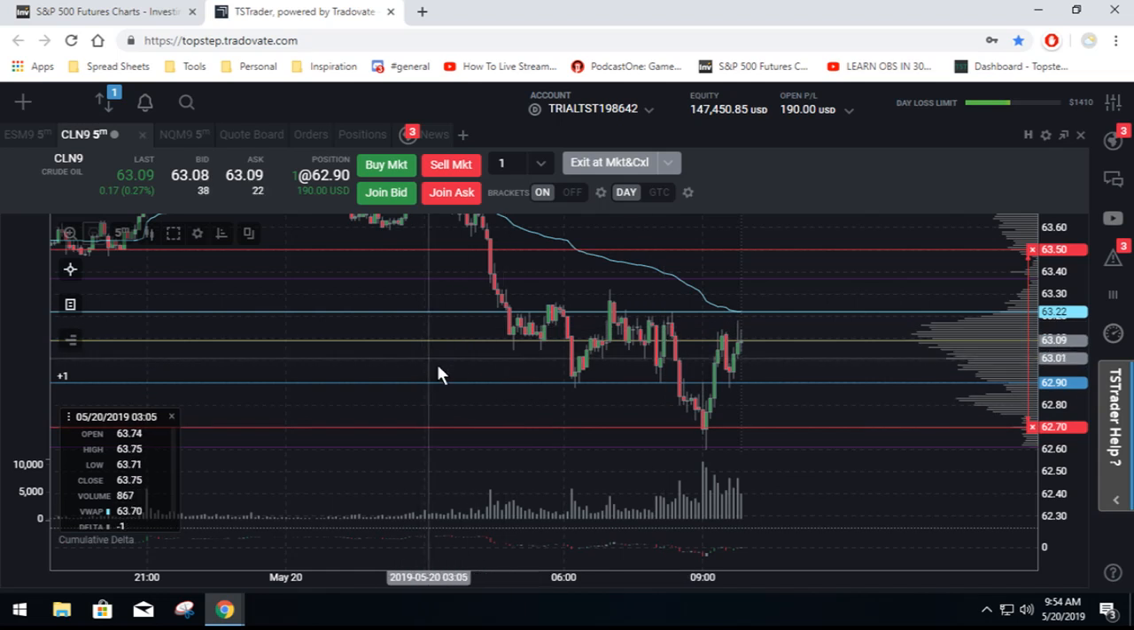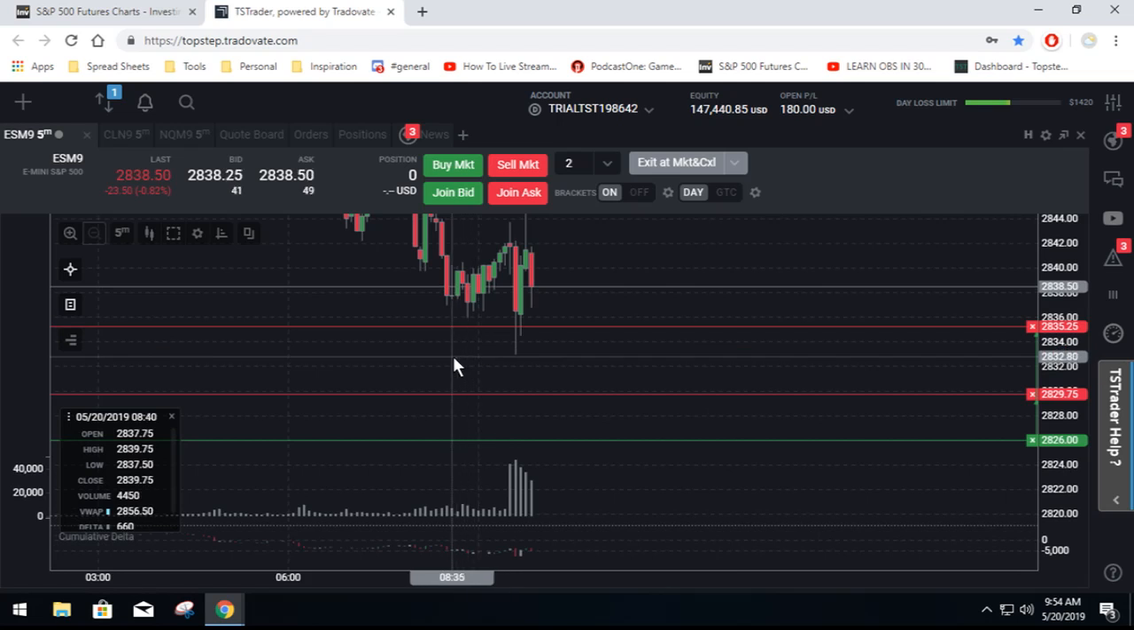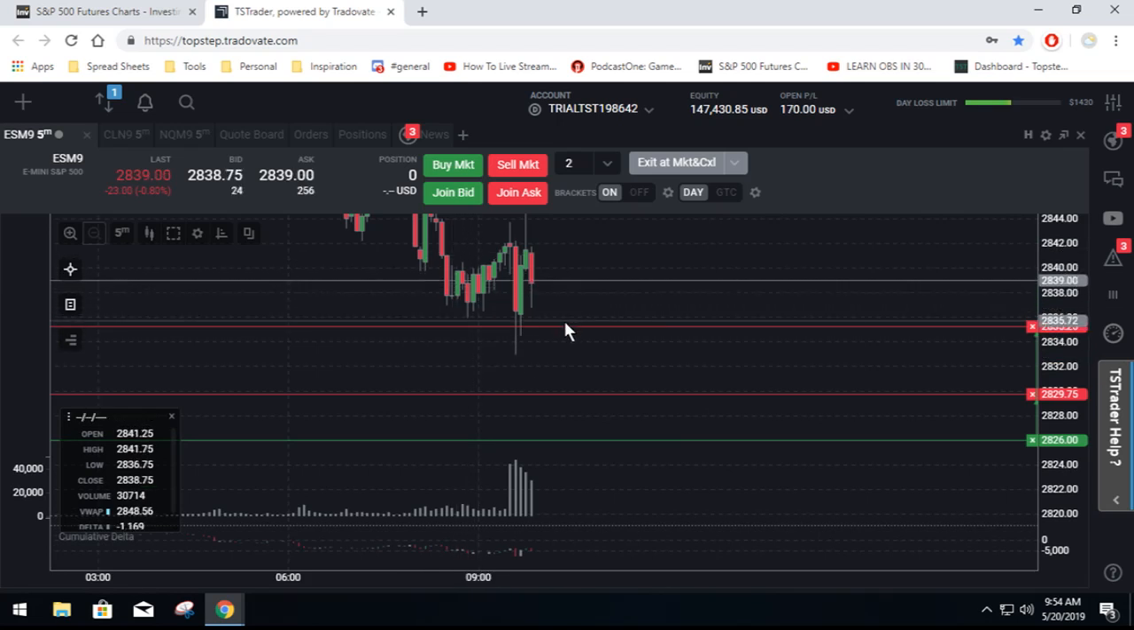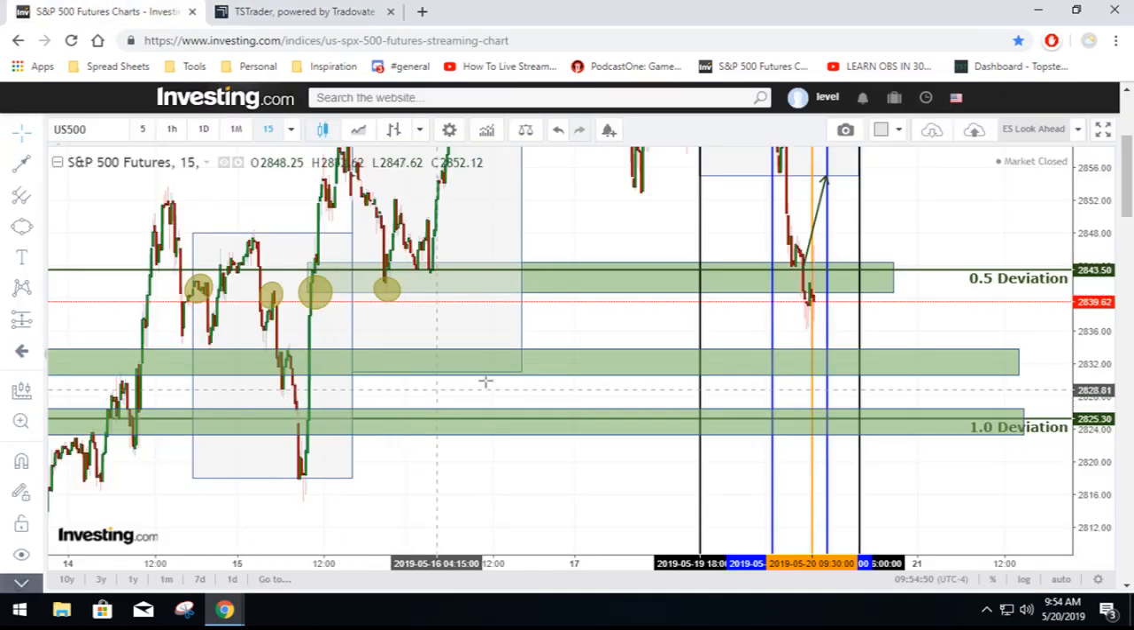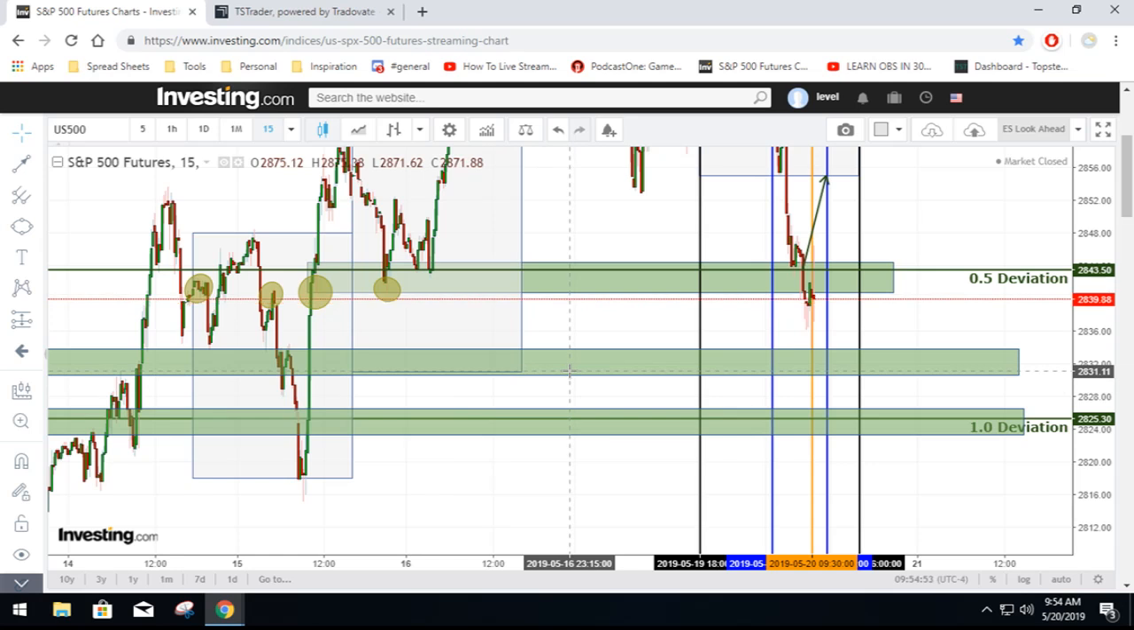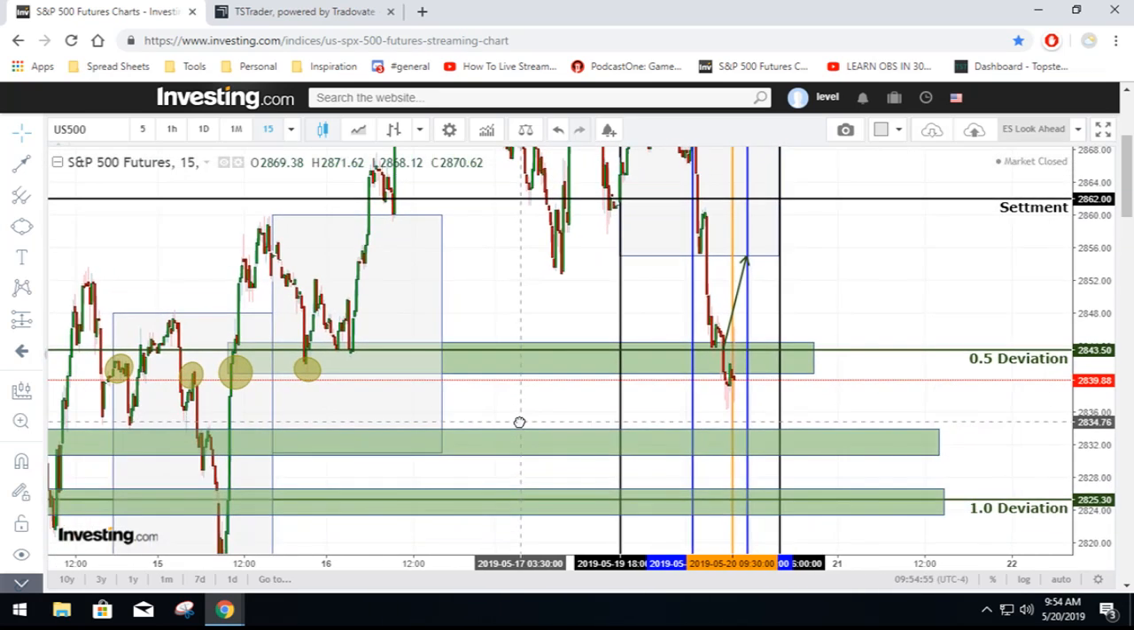As you can see, we're right here sitting on POC on oil. We locked in range. Indecision on ES. So the highest we're looking to buy right now is on the 31s. Looking at value from Wednesday, sorry.